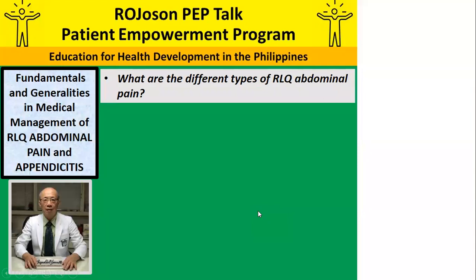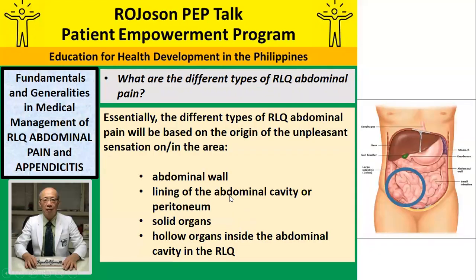What are the different types of right lower quadrant abdominal pain? Essentially, when we define the different types, it will be those based on the origin of the pain or the unpleasant sensation in that area, right lower quadrant. As you can see from this picture, the abdominal wall could be a source. And then the lining of the cavity, which is called peritoneum, this could be another source of the pain. The solid organs in this area, and the hollow organs. So here are shown the hollow organs, the large intestine and small intestines. The solid organs will be the uterus and the ovaries here, down below here.